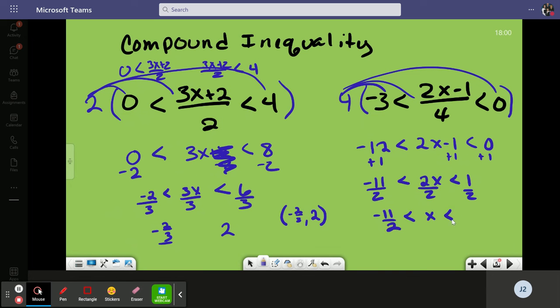x, 1/2. Giving me, neither one of my symbols have the or equal to, so both of them are going to be parentheses. Sometimes one of them will have the or equal to. So one side's going to be a square bracket and the other's going to be parentheses. Just going to depend on the problem.